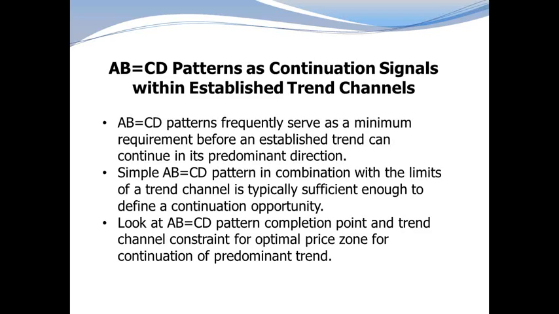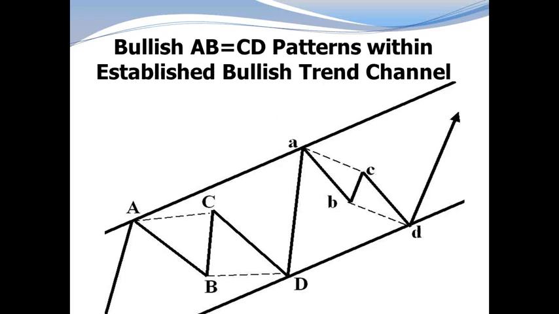ABCD patterns as continuation signals within established trend channels. ABCD patterns frequently serve as a minimum requirement before an established trend can continue in its predominant direction. A simple ABCD pattern in combination with the limits of a trend channel is typically sufficient to define a continuation opportunity. It's important to look at ABCD completion points and the trend channel constraint for the optimal price zone for the continuation of that predominant trend.